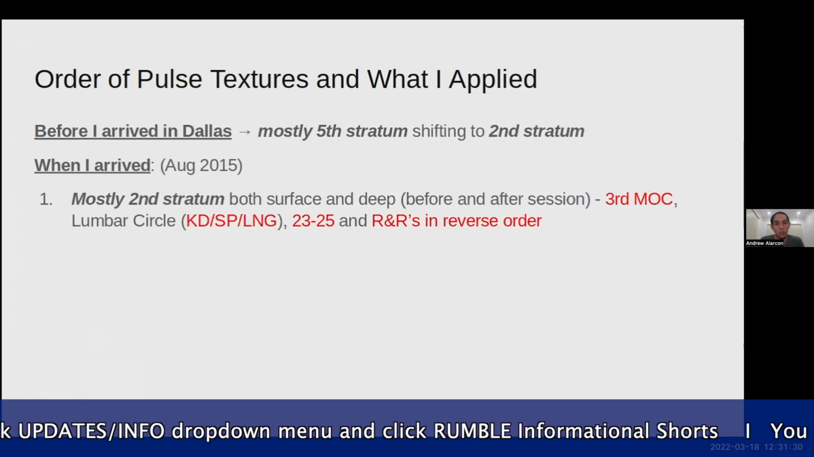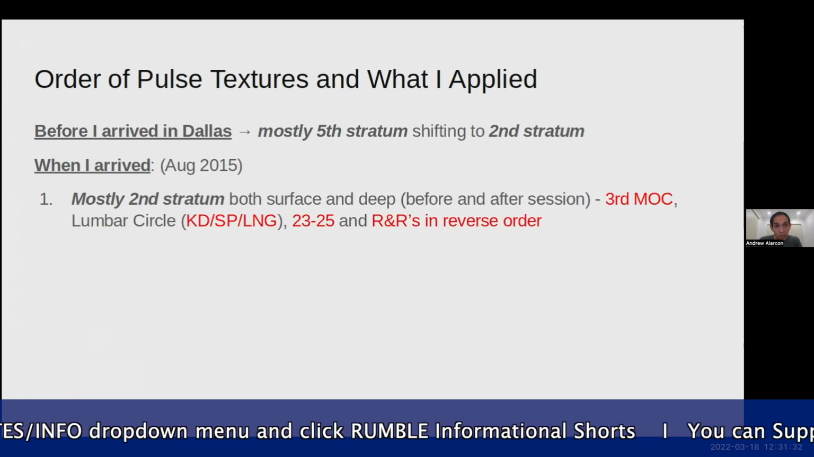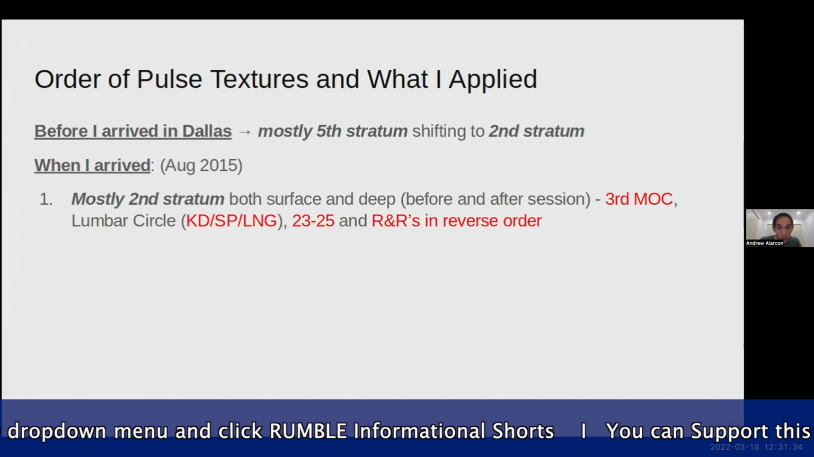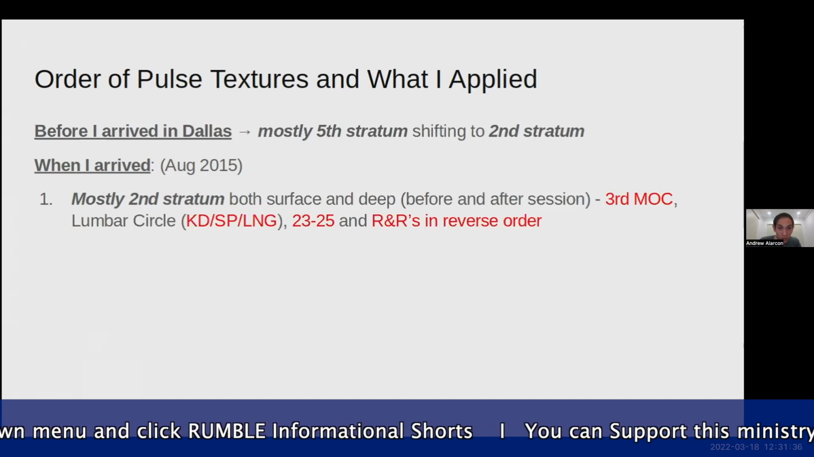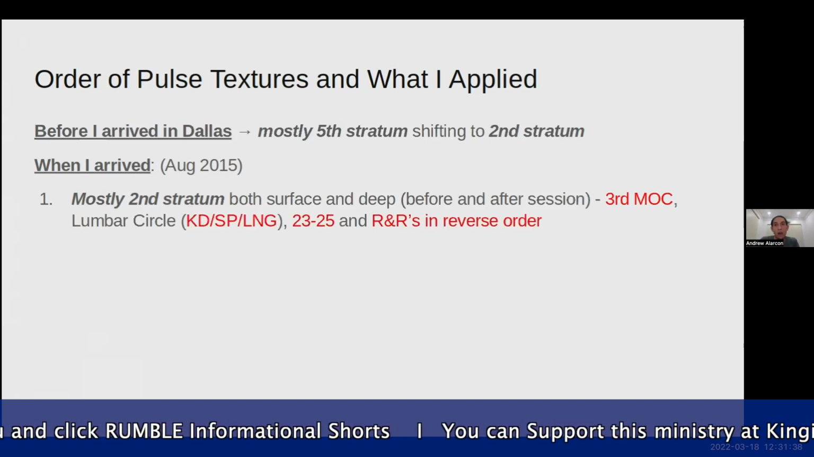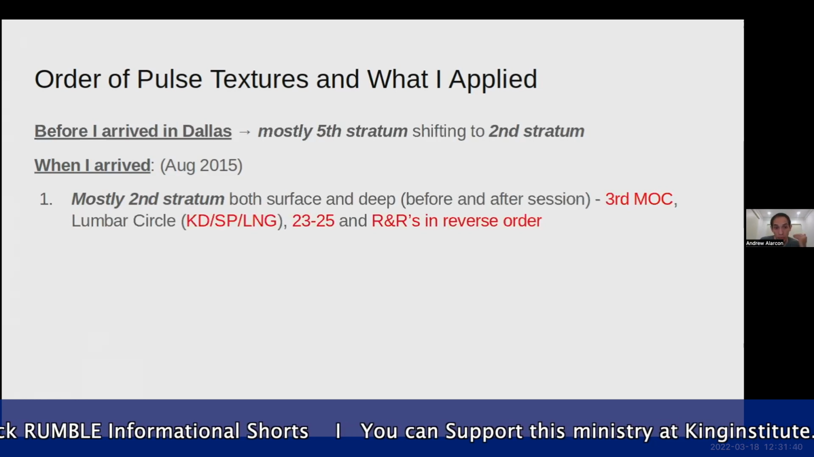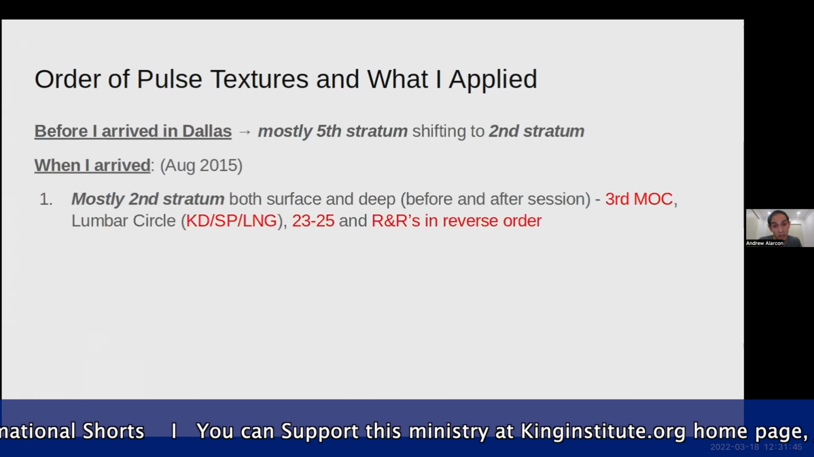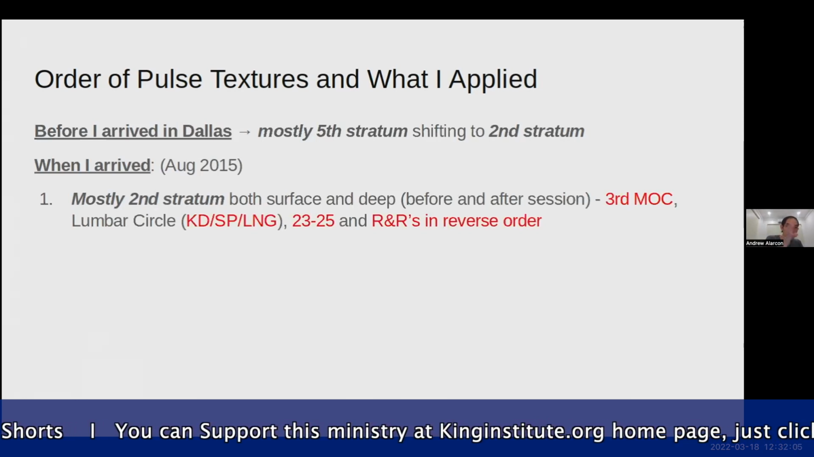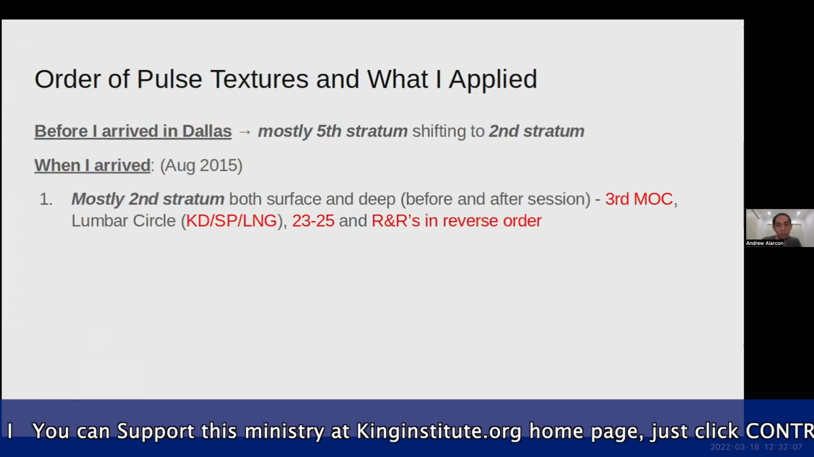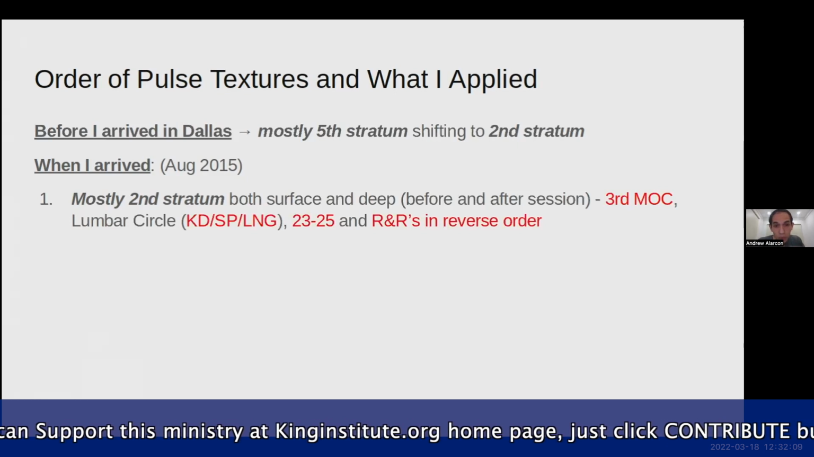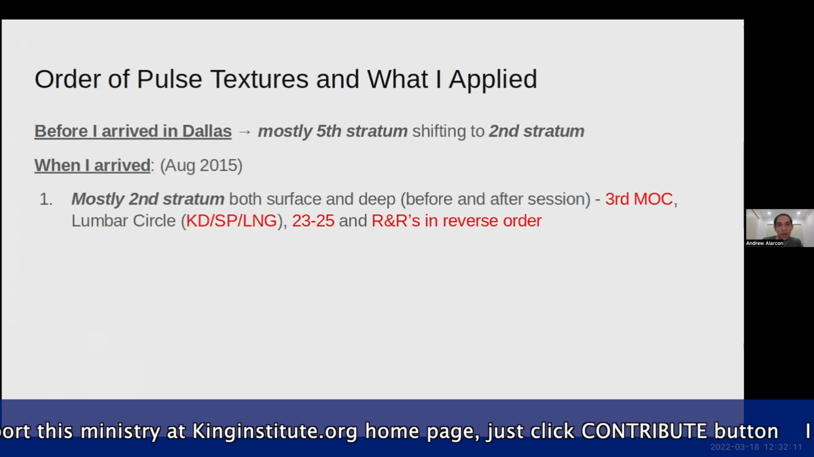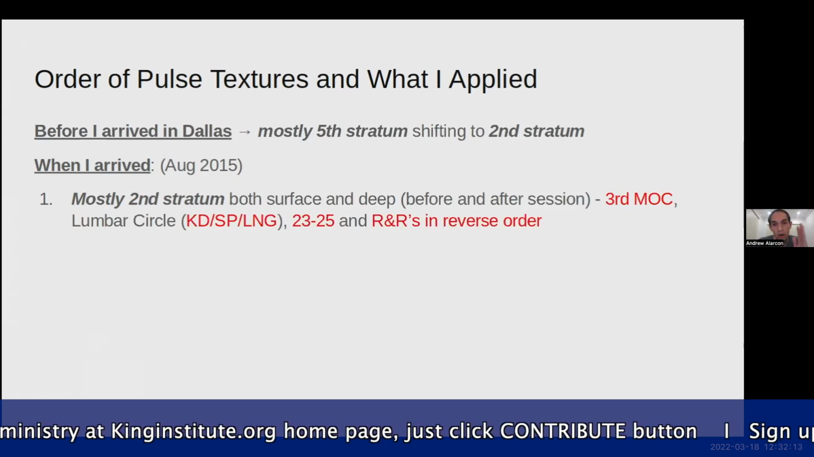Okay, so I would also do the lumbar circle, which is for working on second stratum on the ascending side, which is kidney, spleen, and lung. I chose ascending because one of our focuses was on lungs. And so we would do the kidney, spleen, and lung combination and do the 23-25 and also the R&R applications in reverse order.